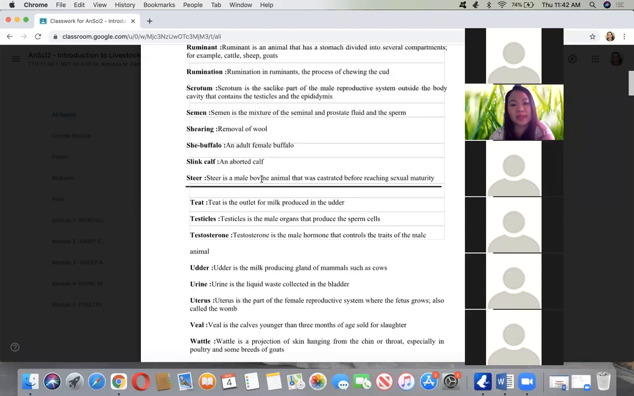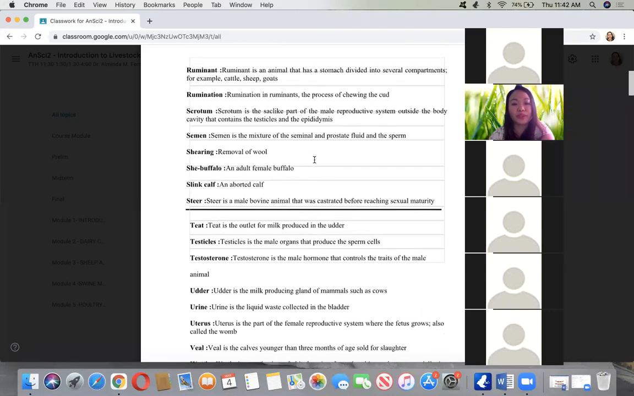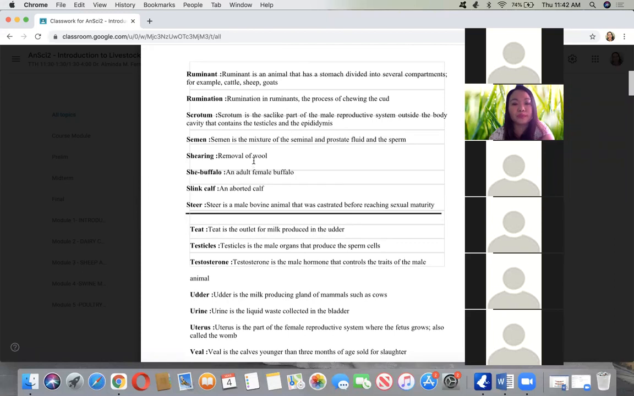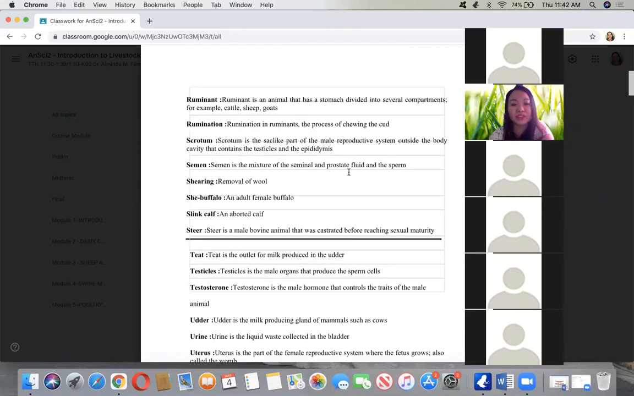And steer is the male bovine animal that was castrated before reaching sexual maturity. Slink calf is the aborted calf. Sow is an adult female pig. Removal of wool is shearing, and semen is the mixture of seminal plasma fluid and the sperm, just like in the human male. Scrotum is the sac-like part of the male reproductive system, kagaya din ng lalaki sa tao.